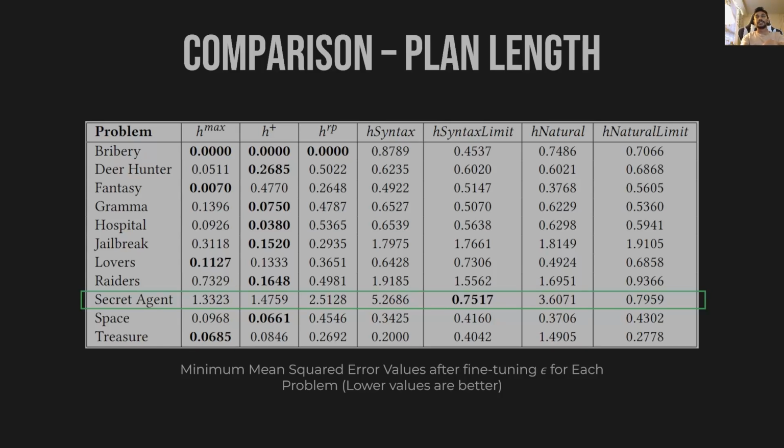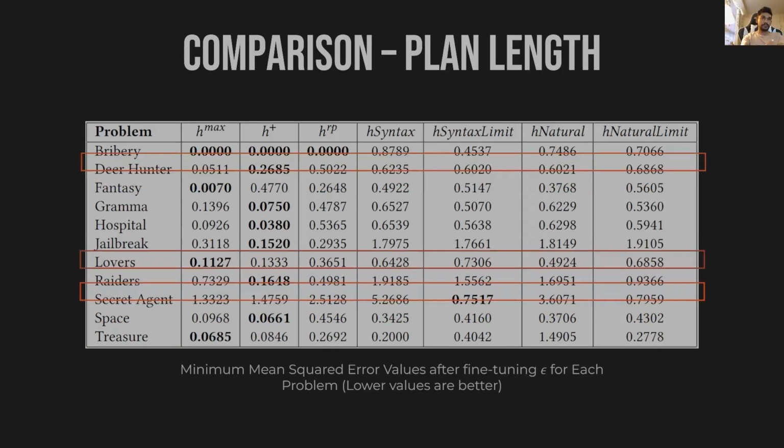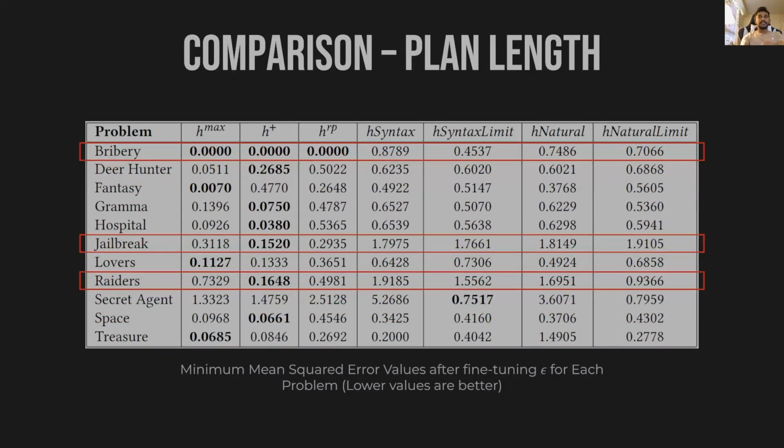Here, lower values are better, and in the secret agent domain, the syntax limit version was able to beat all the classical heuristics. And in space, pressure, and fantasy problems, LLM heuristics or a version of it were able to beat at least one of the classical heuristics. In Raiders, Jailbreak, and Bribery domains, LLM versions did very poorly, and in other domains, LLM versions came close.